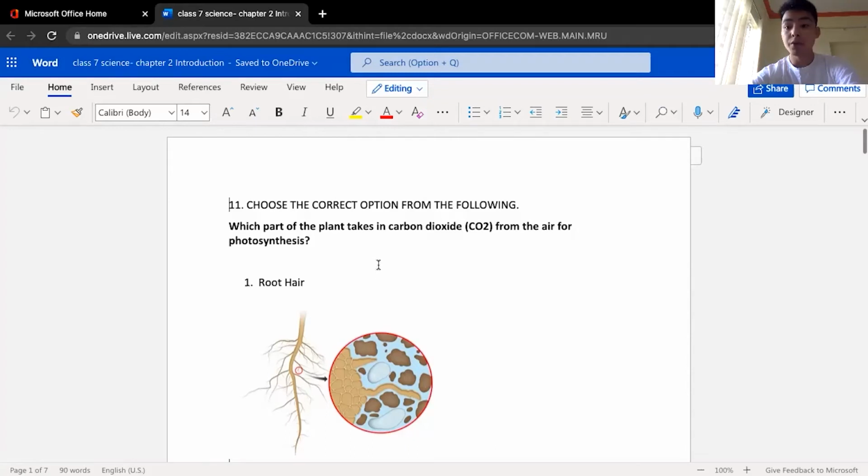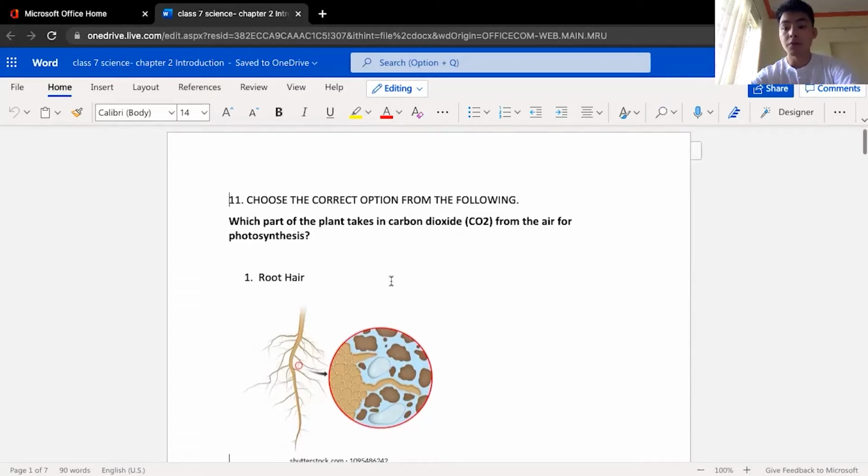So question number 11 says: choose the correct option from the following. It's a multiple choice question. The question is: which part of the plant takes in carbon dioxide from the air for photosynthesis? We have studied many parts of a plant, such as stem, root, leaf, fruit, flower. That means it inhales from the air, like we do. We inhale oxygen from the air, and the plant takes in carbon dioxide from the air through which part?